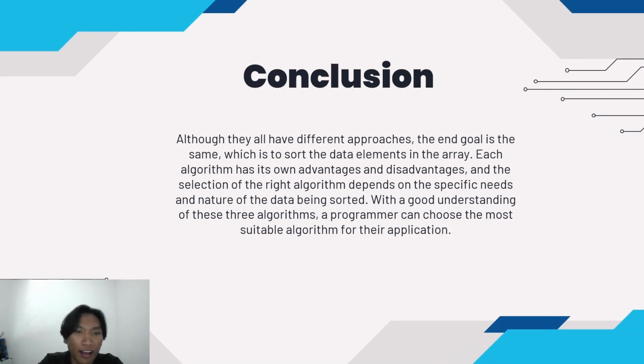Conclusion. Although the three sorts have different approaches, the end goal is the same, which is to sort the data elements in the array. Each algorithm has its own advantages and disadvantages, and the selection of the algorithm depends on the specific needs and nature of the data to be sorted. With a good understanding of the three algorithms, a programmer can choose the most suitable algorithm for the application.